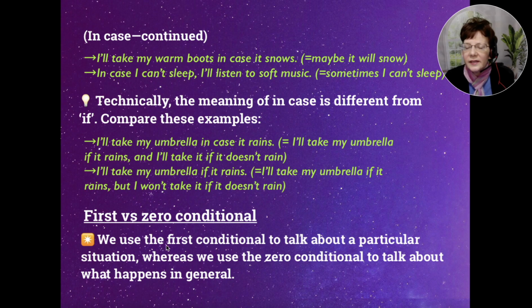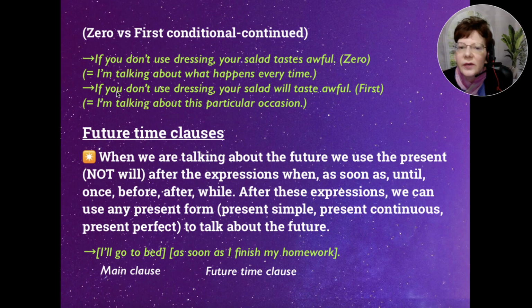All right, let's talk about the difference. First, versus zero conditional. So we use the first conditional to talk about a particular situation, whereas we use the zero conditional to talk about what happens in general. Okay, so for example, if you don't use dressing, your salad tastes awful. So this is zero conditional. It means anytime in general. So it happens every time.